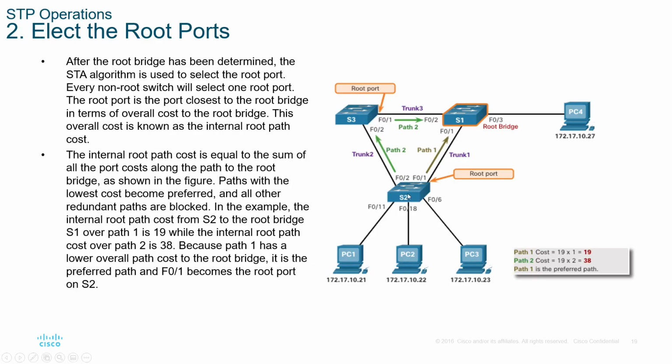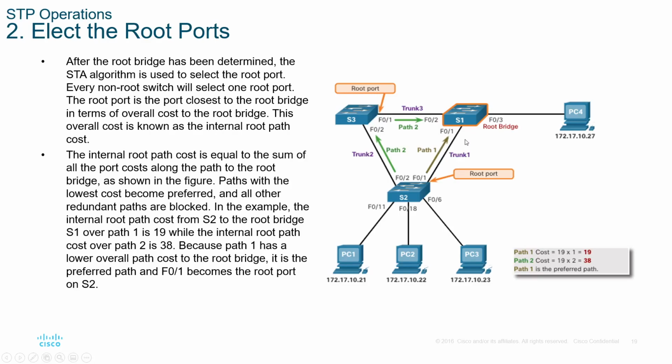So, for example, for S2, we have the cost to S1. Now we can take two paths. Because every single one of the trunks has the same speed, they have the same cost. Now we basically have to add the cost for every single one of the links until we reach the root bridge. Once we are checking which path is the best path for S2 to reach the root bridge, we come down to path 2 and path 1. Obviously, path 1 is just one link, so it's basically taking trunk number 1.